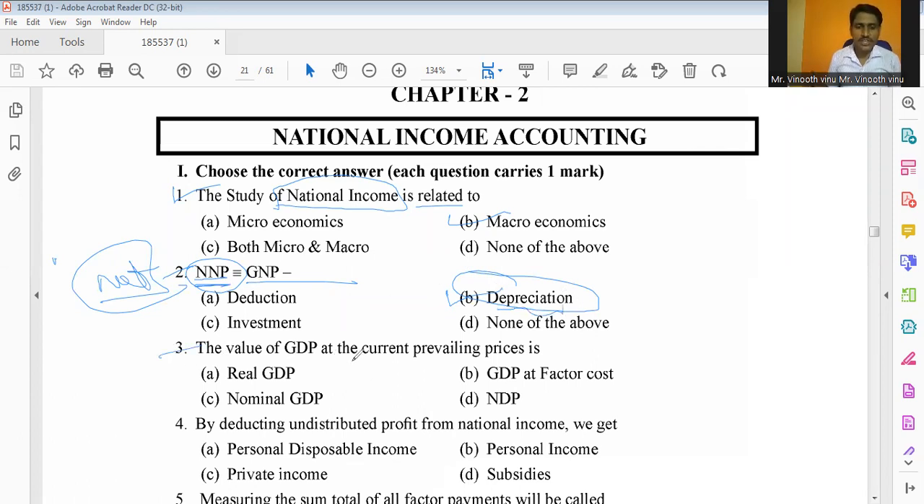Next, the value of GDP at the current prevailing prices is nominal GDP. The value of GDP at base year prices is called real GDP. Nominal GDP is measured at current prevailing prices. Real GDP is measured at base year prices. That's it.